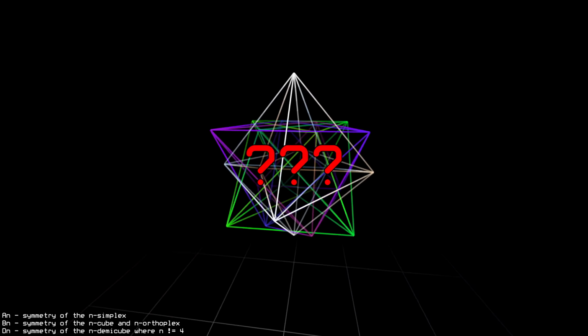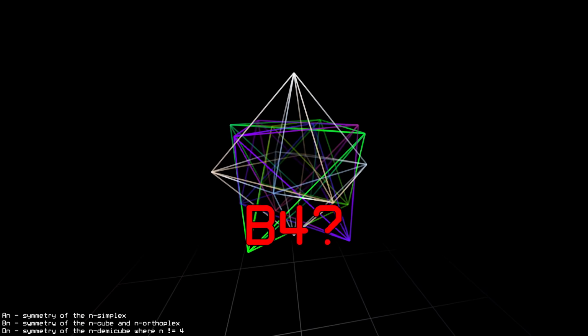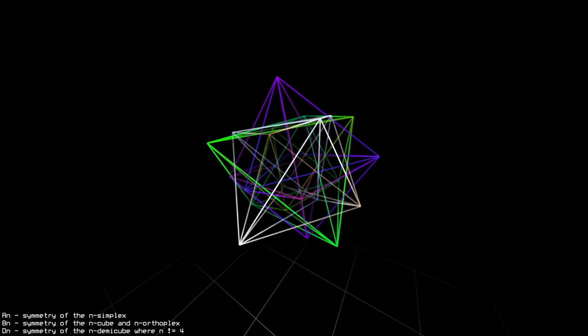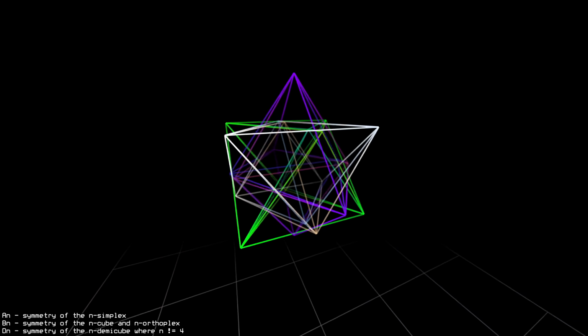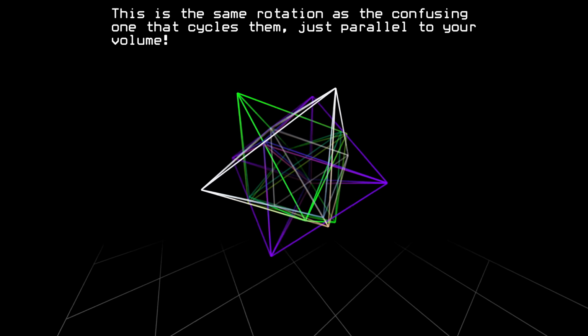What symmetry does it have? You might think it has B4 symmetry, but you'd be wrong because there's an extra 3 cycle symmetry of mapping the 3 16 cells onto each other. I can rotate it such that the 3 cycle is visible, which I think helps it make more sense.